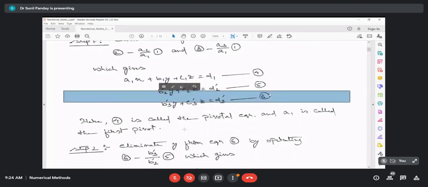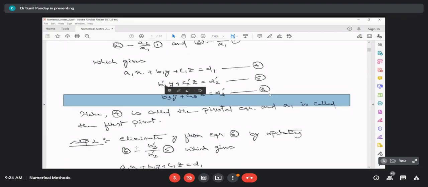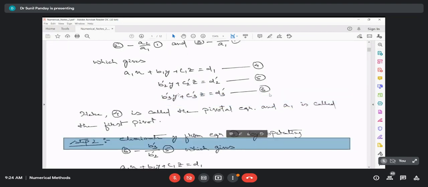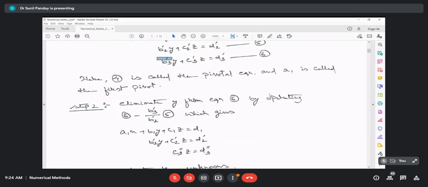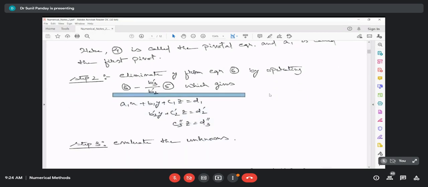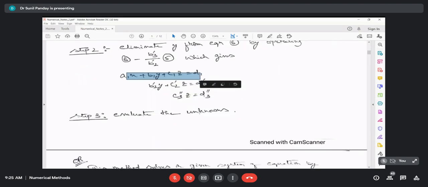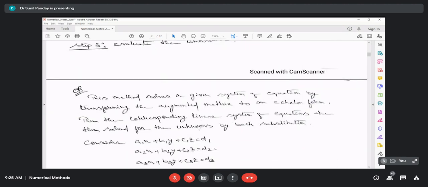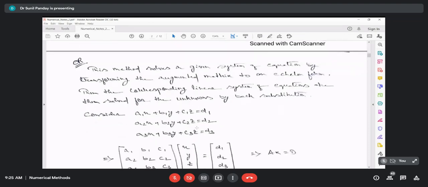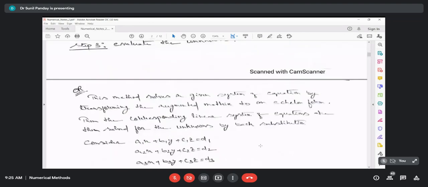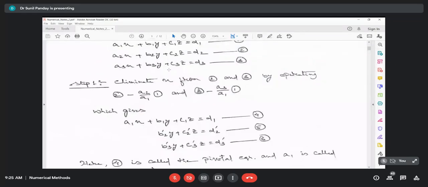So to remove this one from the third equation, we will do equation 6 minus b3 dash upon b2 dash into equation 5, which will give us this one. And then you go for back substitution: from here you can calculate z, and then you substitute z in the above equation, then you will get y and then x. So this is when we do this manually, equation by equation.